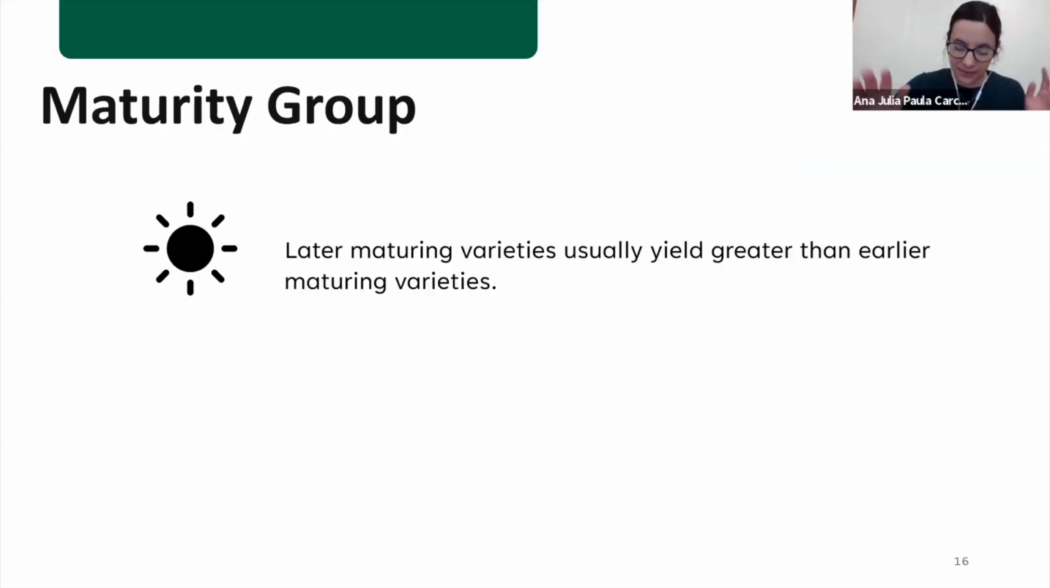Saying this, besides yields, there are other considerations that you have to take when you are choosing your hybrid. One of them is the maturity group. So there is this concept that says that later maturity varieties usually yield greater than early maturity varieties. And this is true. And there is just a really simple explanation for this, and it's radiation.